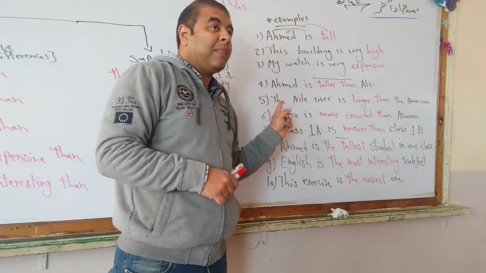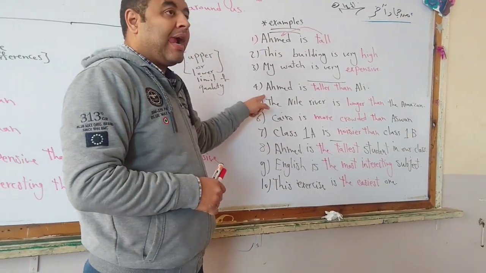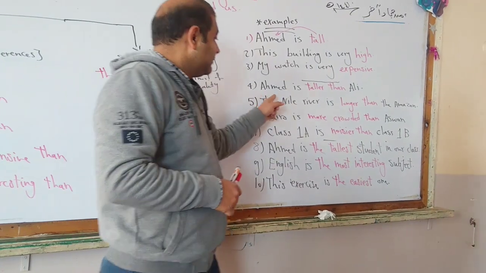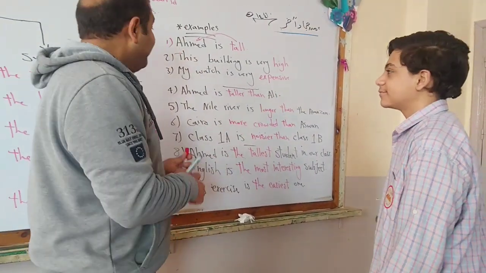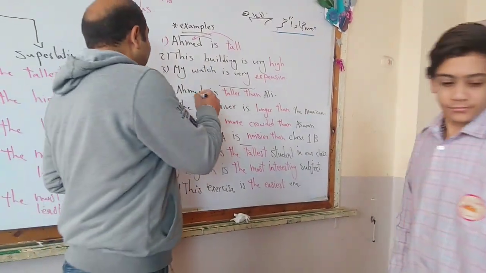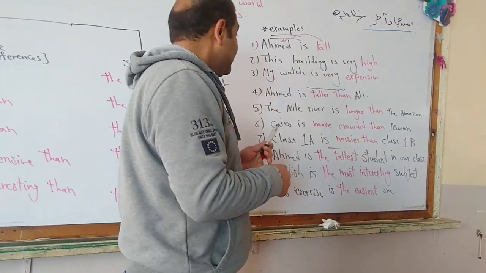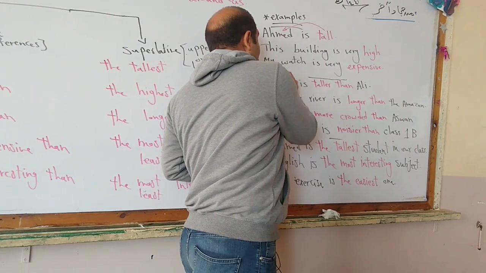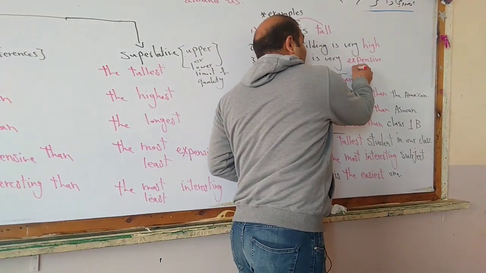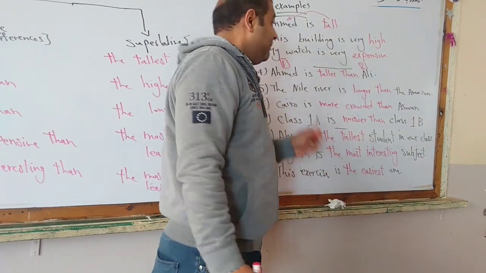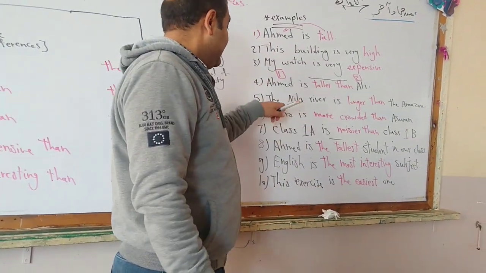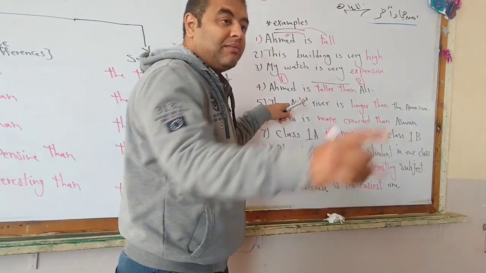Number four. Ahmed is taller than Ali. We have here a comparative adjective. How many people are in this sentence? We have number one, Ahmed, and number two, Ali. So here we use comparative adjectives to compare the two people. Yes, number five. Yes, Mahmoud.